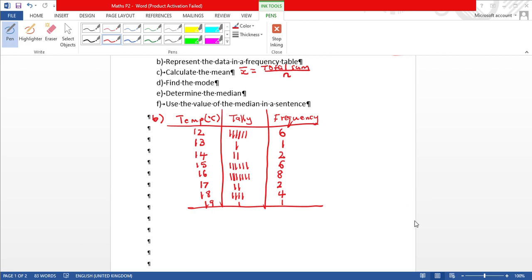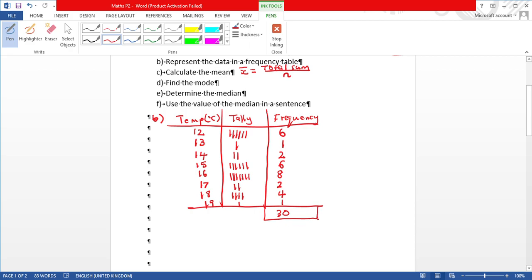So it's 6 plus 1 plus 2 plus 6 plus 8 plus 2 plus 4 plus 5. So what I did, I just summed everything under the frequency column, and this is going to be our sample size, which is 30.